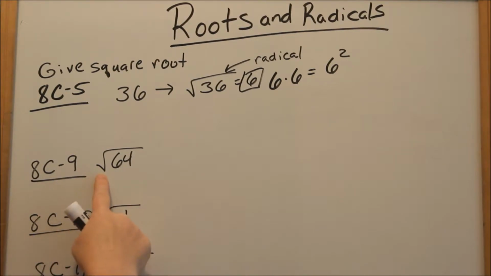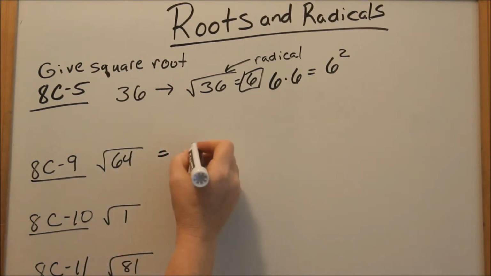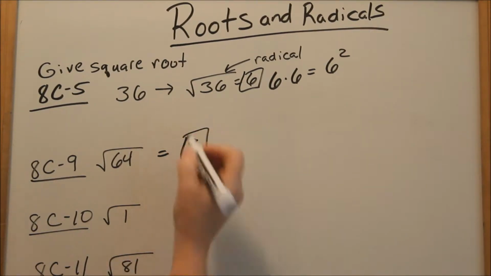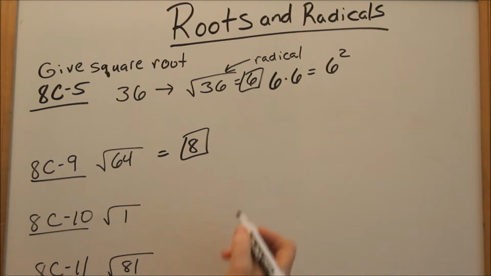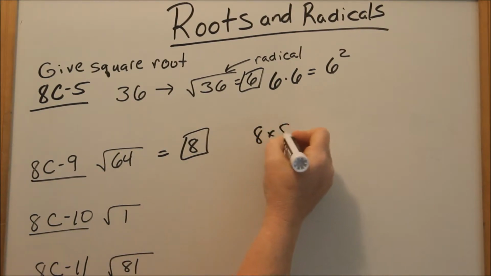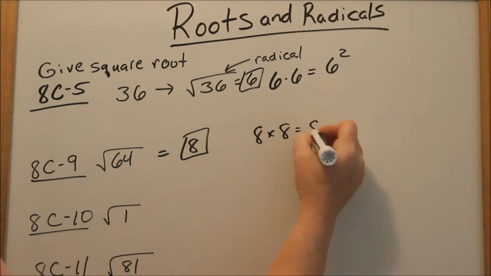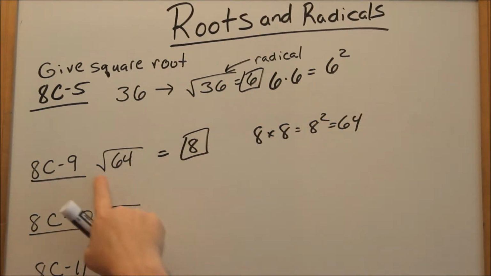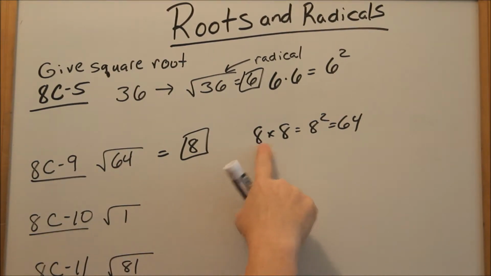This means the square root of 64. What times itself gives you 64? What number times itself gives you 64? That would be 8, because 8 times itself, or 8 squared, is 64. Squaring and square root are the opposites. So what times itself? 8 times itself gives you 64.